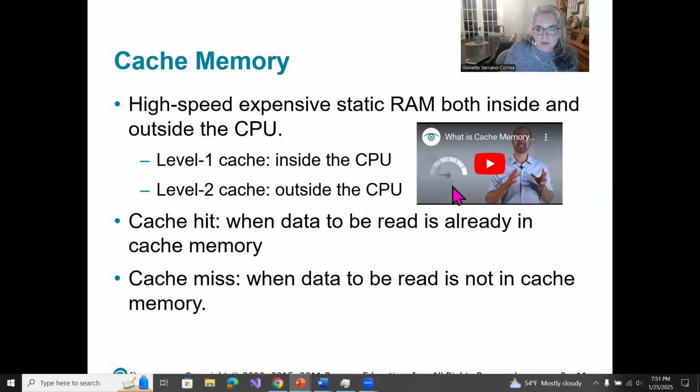There's a small video, a link that I placed within this presentation, if you want to watch that video. It talks a little bit about cache memory.